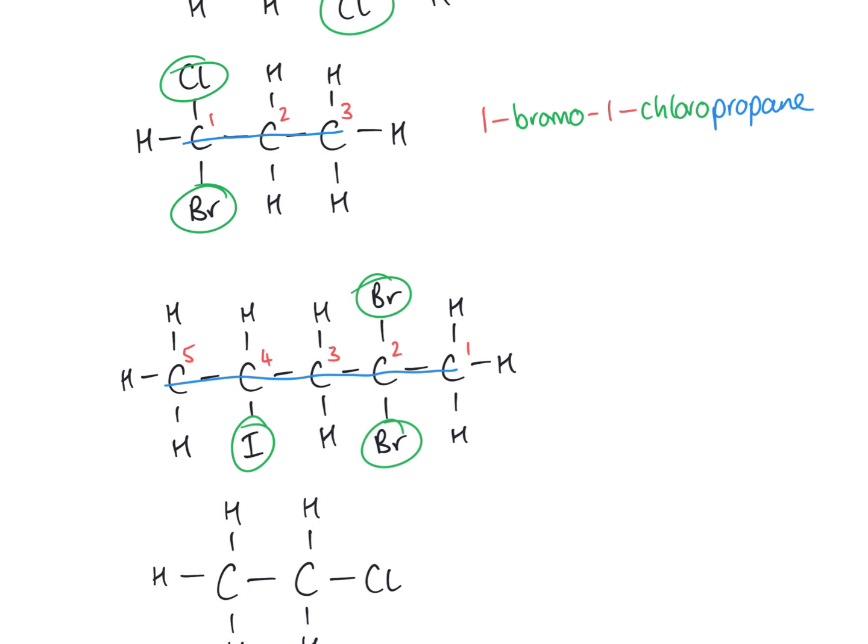Then what we need to do is remember to put these substituents in alphabetical order. So we have a bromo and an iodo. So bromo comes first. We need to show that both of those bromo groups are on carbon number 2, because one could be on 1, one could be on 5. There's lots of options of where these bromo groups are. So that's 2,2. And then because there's 2 of them, it's dibromo.